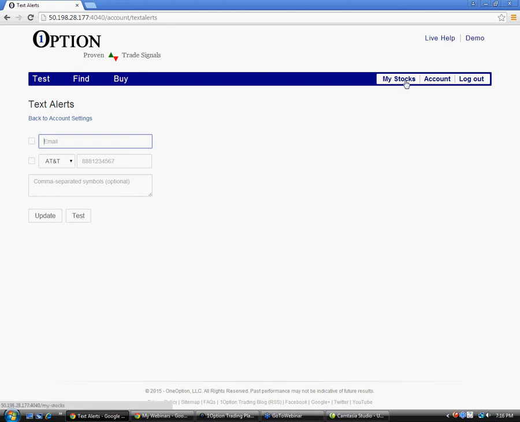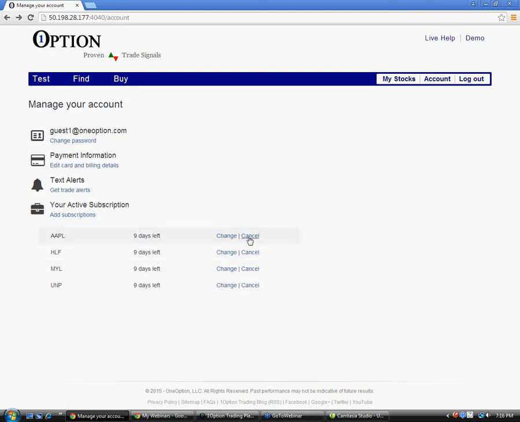I'll back up here. And that's also where you can cancel your symbols. So if you do cancel a symbol, you can always reactivate it if you change your mind, and you'll be able to access that symbol until it expires. So very easy that way.